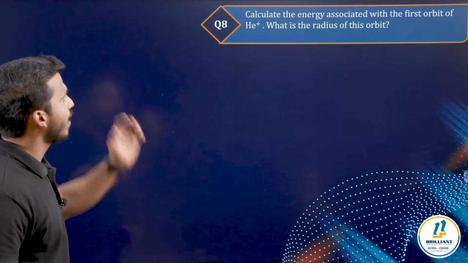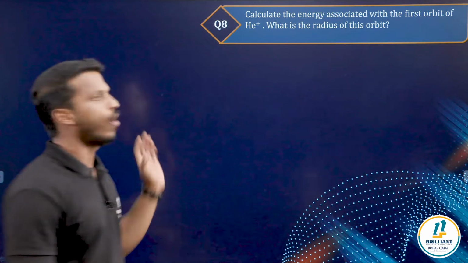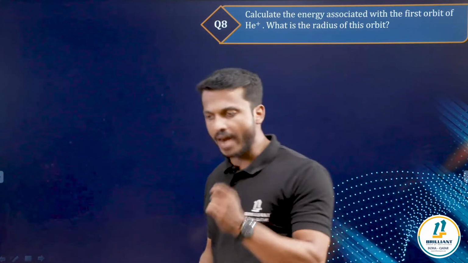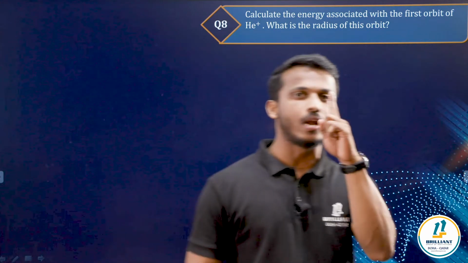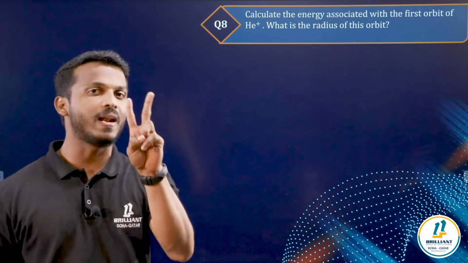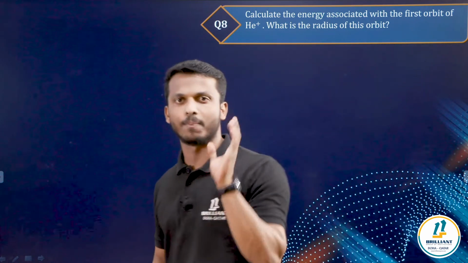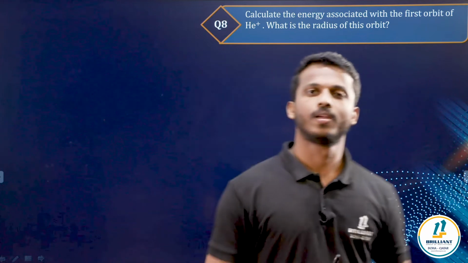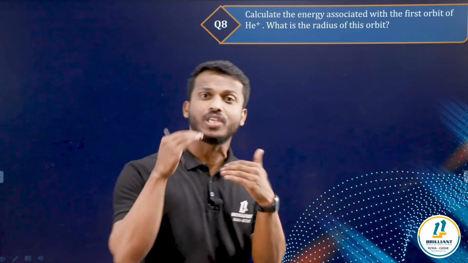Next question, dear all. Calculate the energy associated with the first orbit of helium plus. You know, Bohr's model is only applicable to hydrogen and hydrogen-like atoms, which means those containing only one electron. Helium atom contains 2 electrons, but helium plus has lost 1 electron. So what is left? 1 electron. So helium plus is a 1 electron system. And the atomic number of helium is 2.